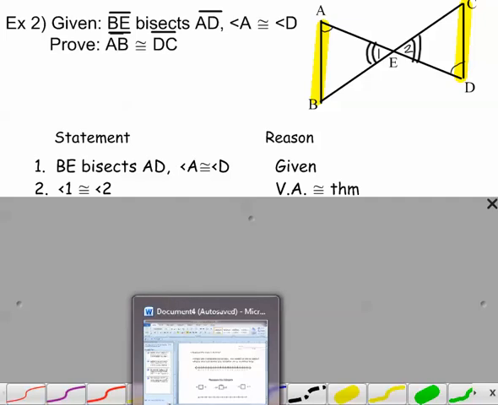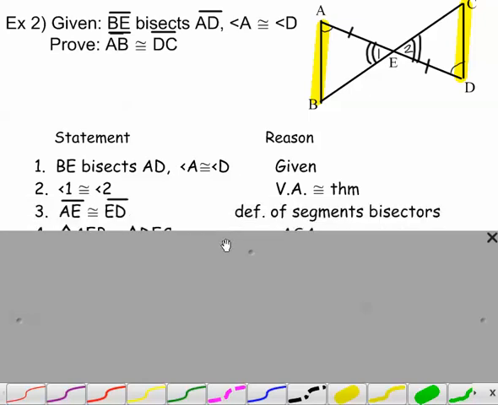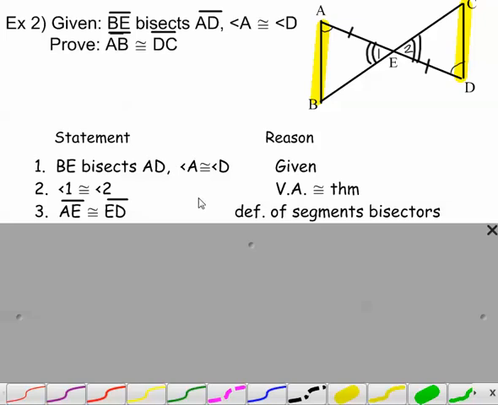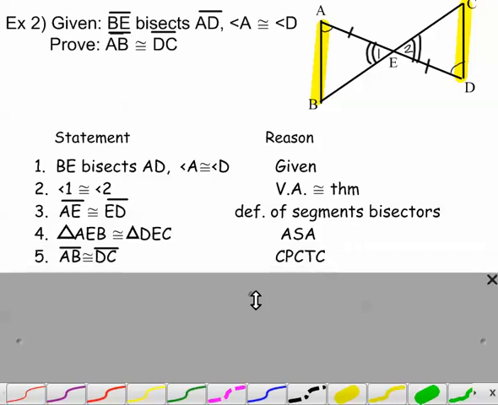Well, I know that I have bisectors going on, so I'm going to start with segment AE. I know that AE has to be congruent to ED because we were told that BE bisects segment AD. So we can use that definition of segment bisectors to prove that. So now I have a pair of angles, a pair of sides, and then a pair of angles that are congruent. So by angle, side, angle, I know that triangle AEB is congruent to DEC. And because AB and CD are occurring within those triangles, I know that they are congruent by corresponding parts.